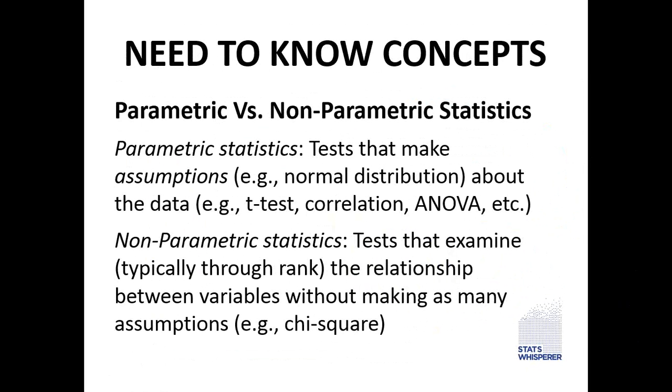So first, statistics are often broken up into 2 categories, being parametric versus non-parametric statistics. So the parametric, these are the more widely used. Right? They're the tests that make assumptions about the data. Perhaps the most commonly known is a normal distribution, right? So many tests assume that scores are normally distributed, and then you do tests such as the t-test, the correlation, the ANOVA, which we'll do in this program, right, that make these assumptions. Now, non-parametric statistics are tests that examine, typically through rank order, the relationship between variables without making as many assumptions.